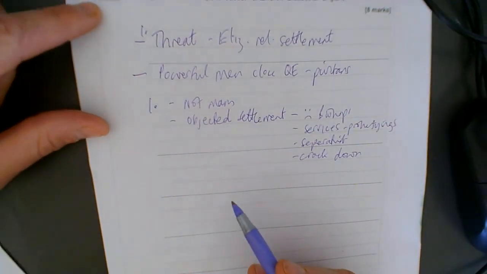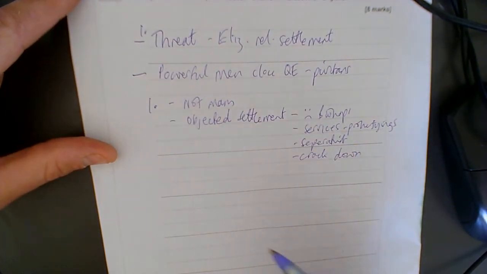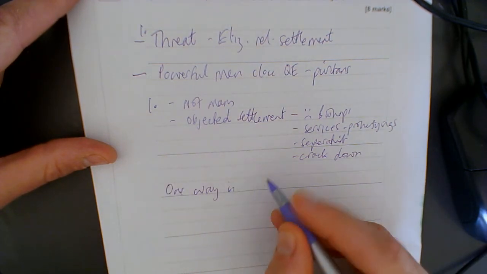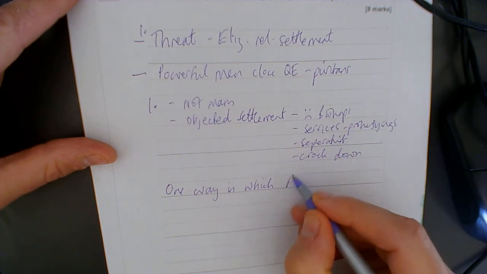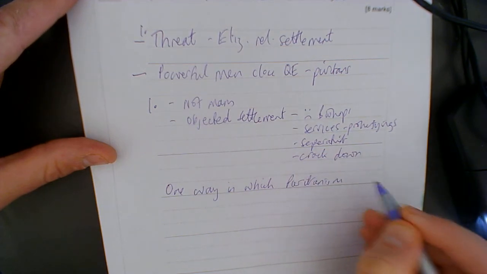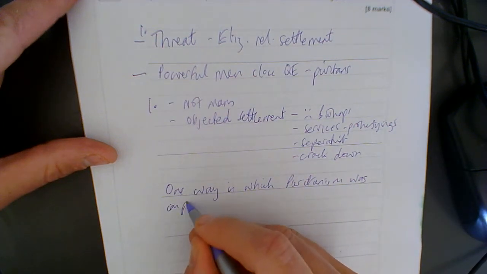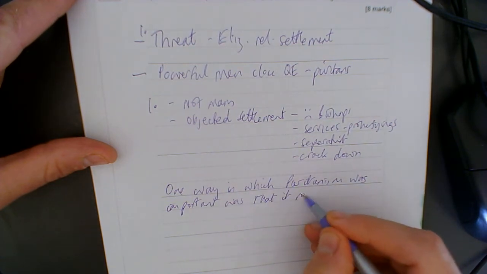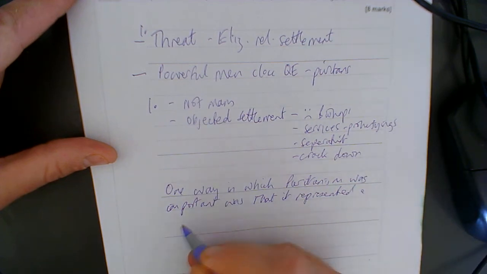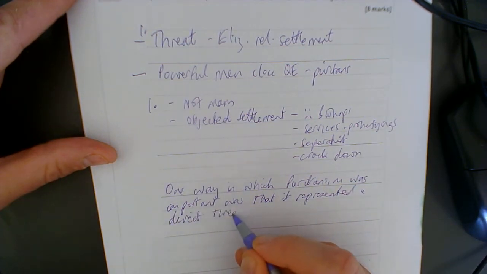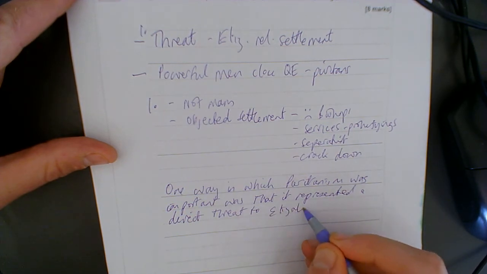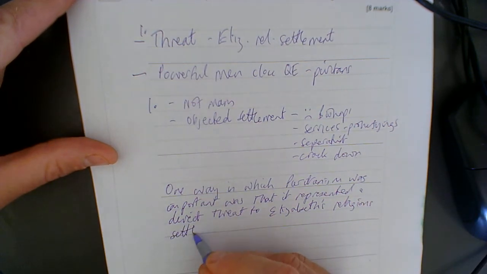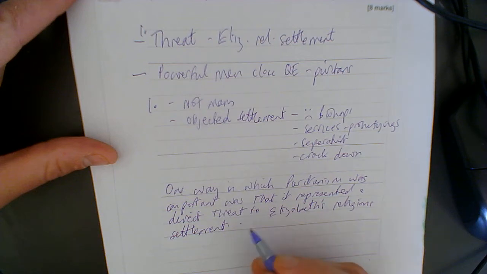Now, how would I write this up? So I'm looking for two clear reasons, aren't I? So I would say something along the lines of one way in which Puritanism was important was that it represented a direct threat to Elizabeth's religious settlement. Okay, now I always want evidence, don't I?